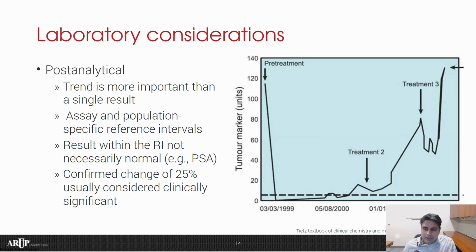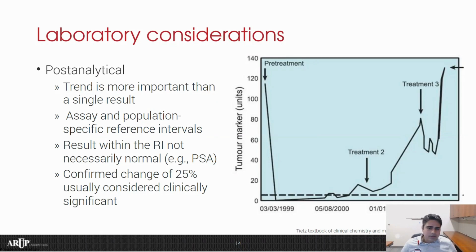And at that point, the patient was likely treated with a third treatment modality, which again temporarily reduced the levels of tumor marker. But shortly thereafter, they exponentially increased, suggesting another recurrence. So this trend, longitudinal trend, is more important when it comes to interpreting tumor marker results than a single result.